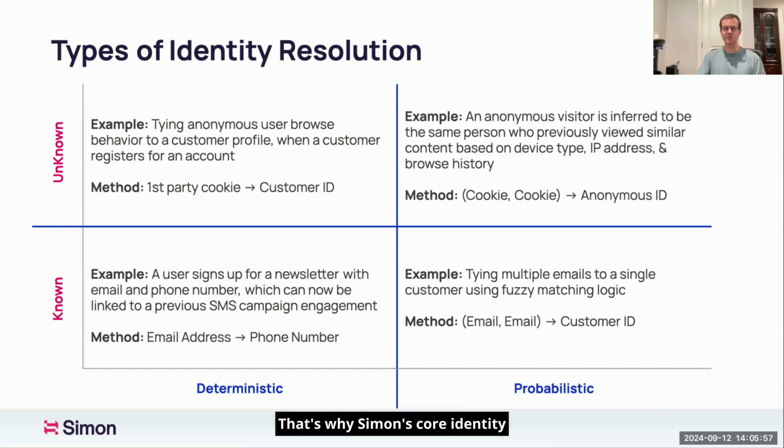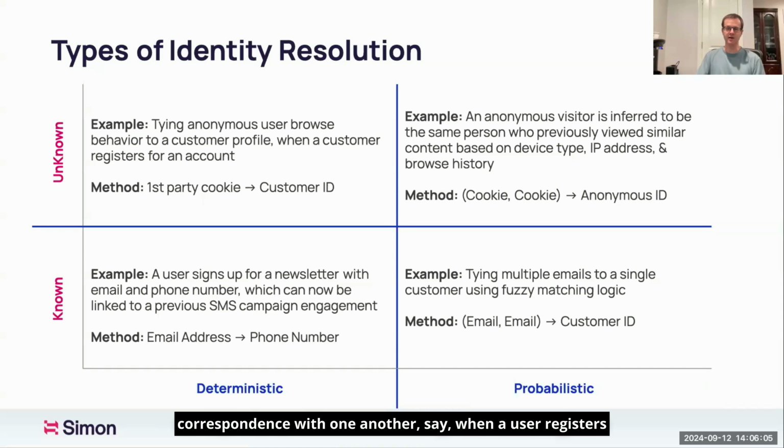That's why Simon's core identity resolution is fully deterministic. For known users, it's observing identifiers being put into correspondence with one another. Say when a user registers for an account, when they log into your mobile app, when they complete a transaction. And for unknown users, deterministic methods are predominantly a way to backstitch anonymous browsing behavior to expand the context we have once they become known.